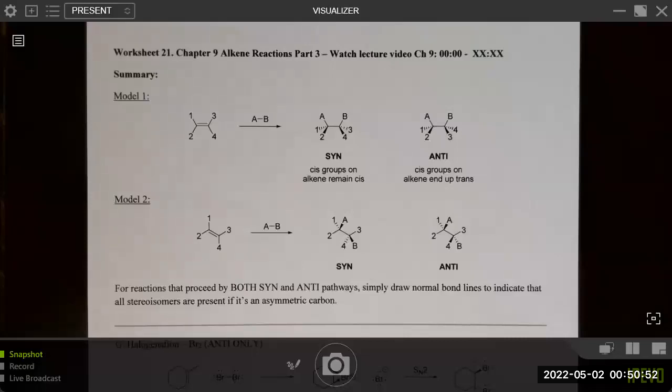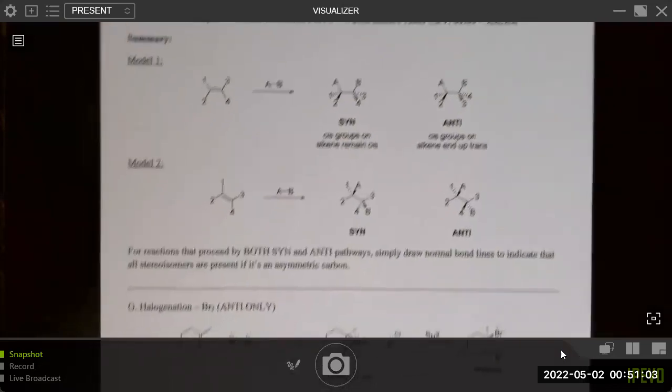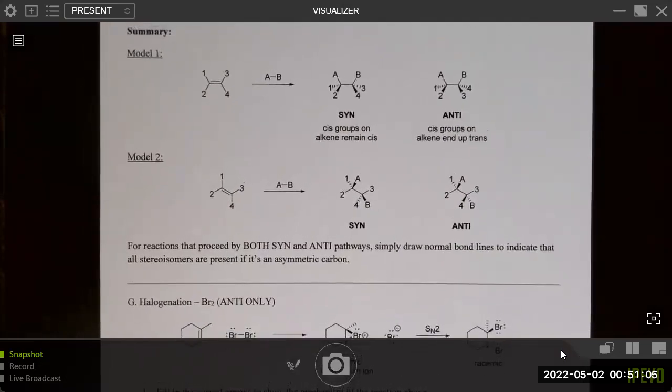All right, so we are working on alkene addition reactions, and this is the part 3 activity. And we want to remind ourselves of the summary of the way we draw products of syn and anti-addition, using the two models that we described in the earlier parts of the chapter, in earlier activities or worksheets.